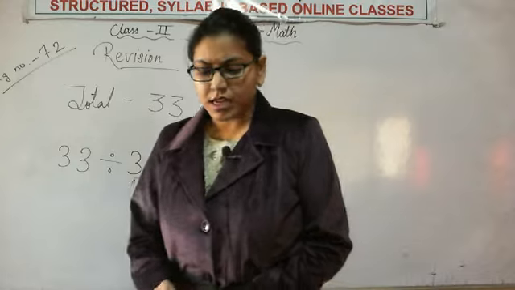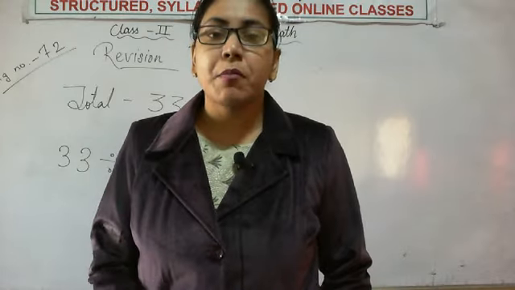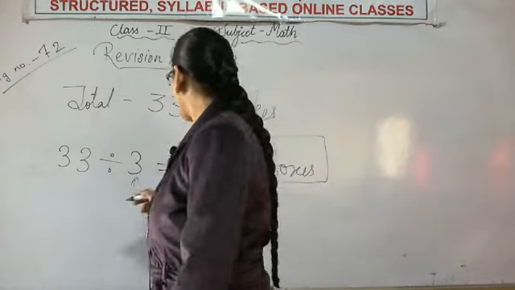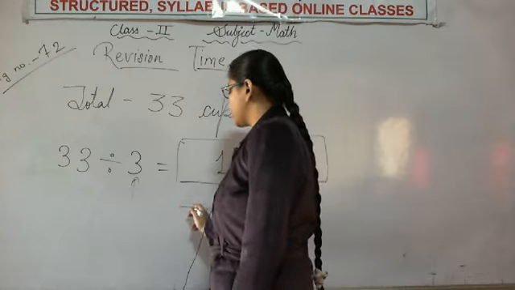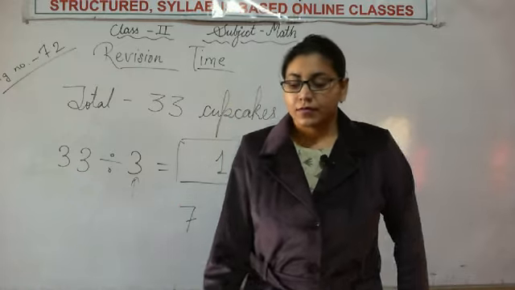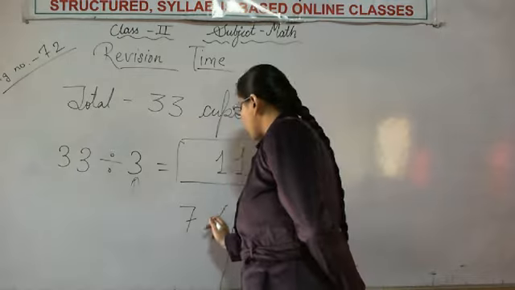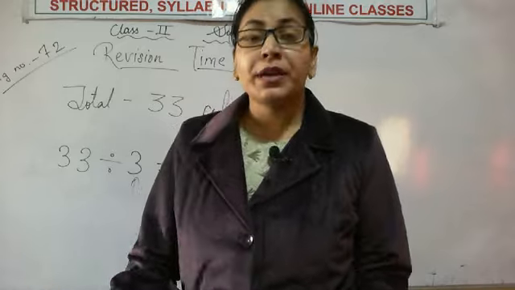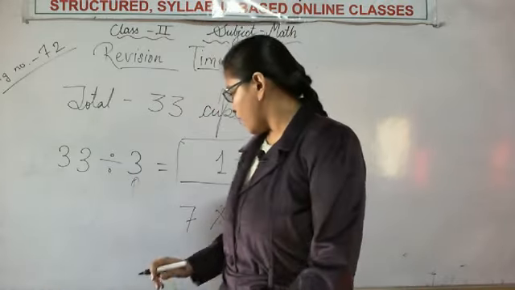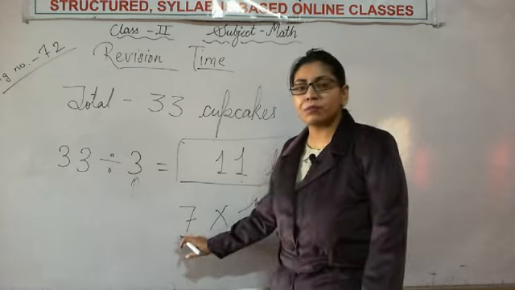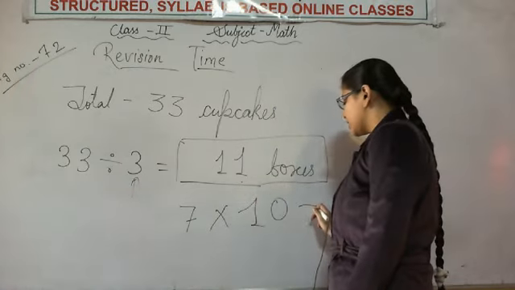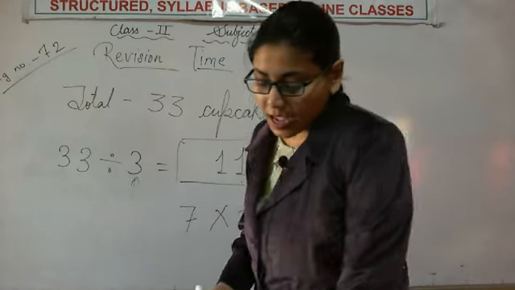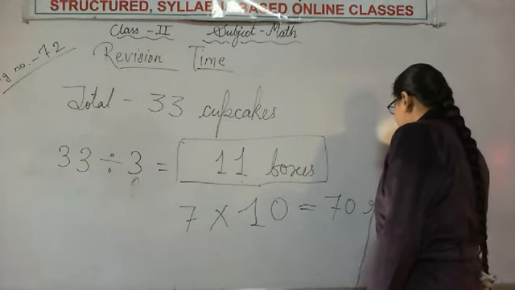Okay, now the next is, if he sells 7 boxes at 10 rupees each. Out of those 11 boxes, he sold 7 boxes at 10 rupees each, and we need to find out how much money he earns. If one box is sold for 10 rupees, then 7 boxes will be sold for 7 into 10. So 7 tens are 70, means he earned 70 rupees.